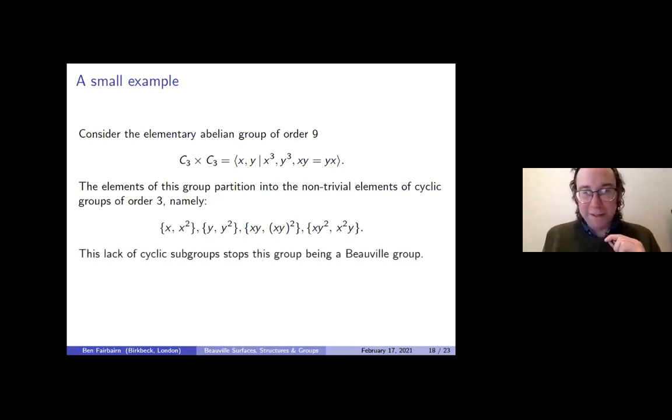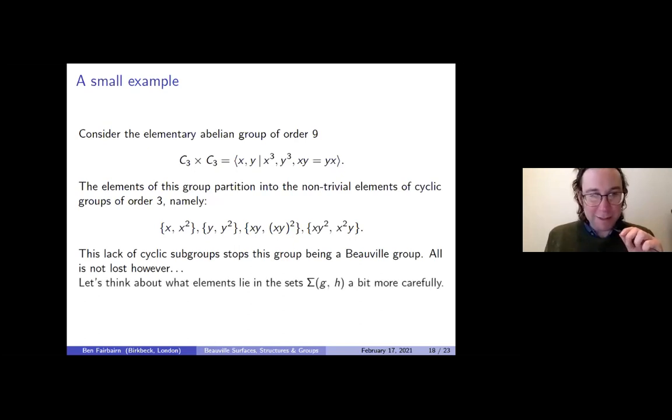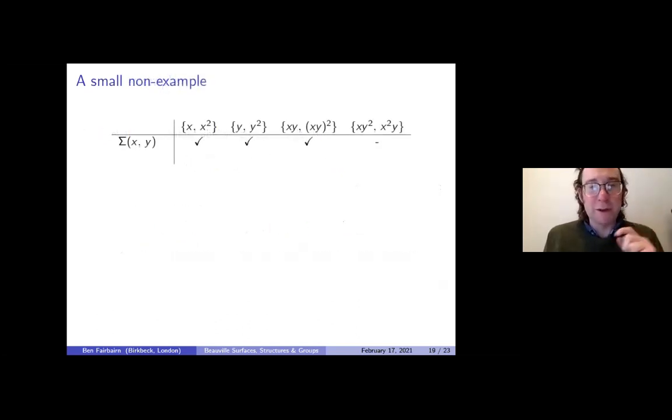So notice in particular, this extreme lack of cyclic subgroups stops this group being a Beauville group. However, if we think a bit more carefully about this, we can salvage at least something. So let's think about what the possible sigma sets could actually be, corresponding to different generating pairs. If I look at the sigma set corresponding to X and Y, I've got X, I've got Y, and I've got their product. So I have got elements from these first three cyclic subgroups, but not the fourth one.